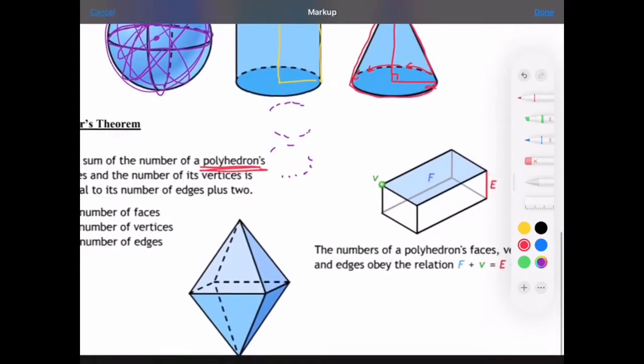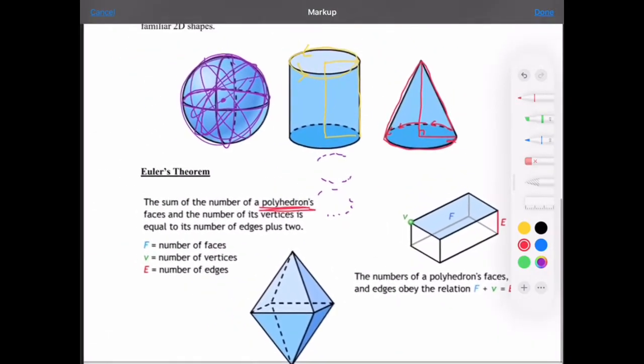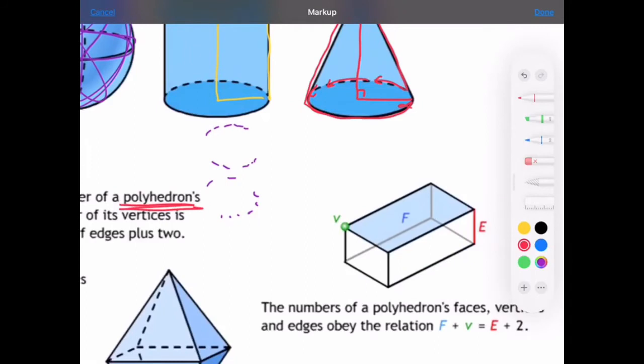And then it says the number of faces and vertices. So what are faces? See here what's labeled blue? That's a face. A side is a face. So another face would be this side. And this side would be another face. And then the bottom, right, that's a face. And that's a face, right? The faces are the sides.